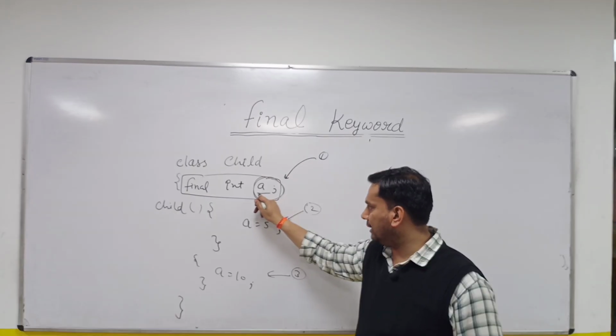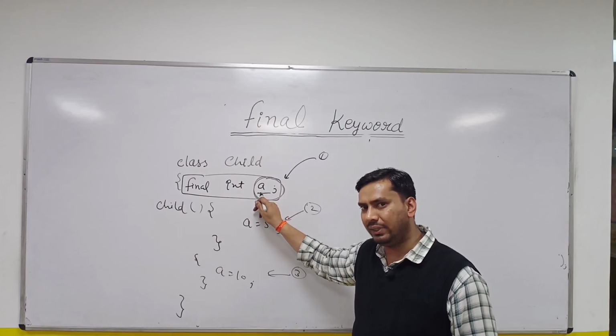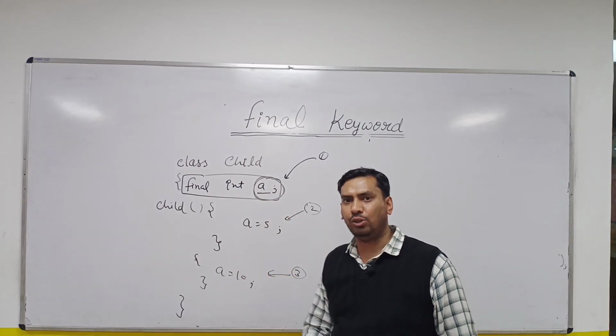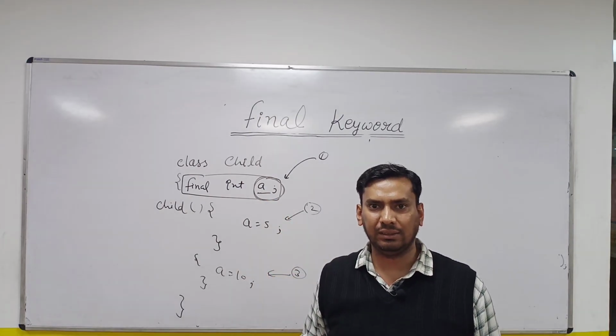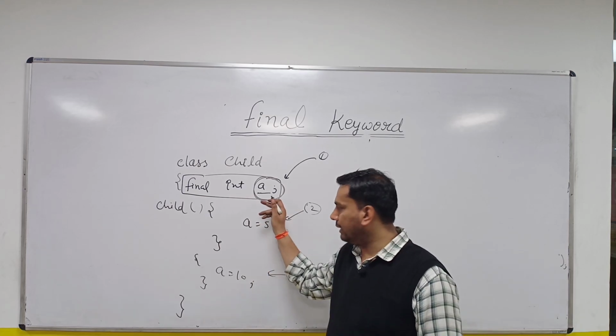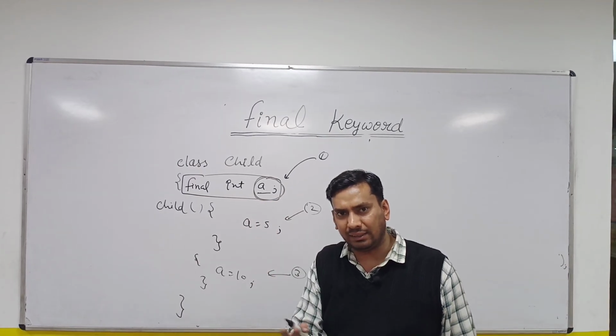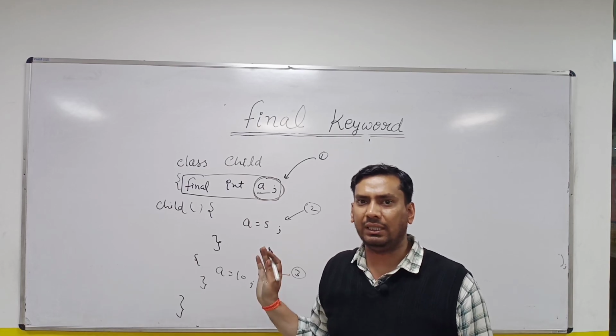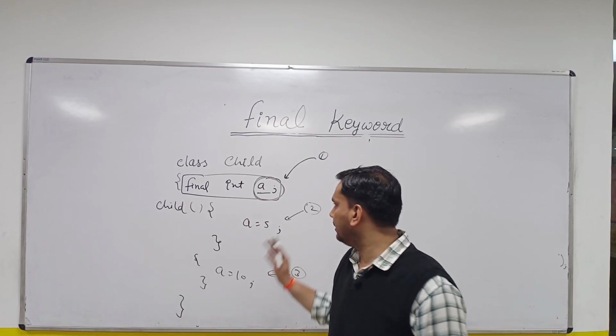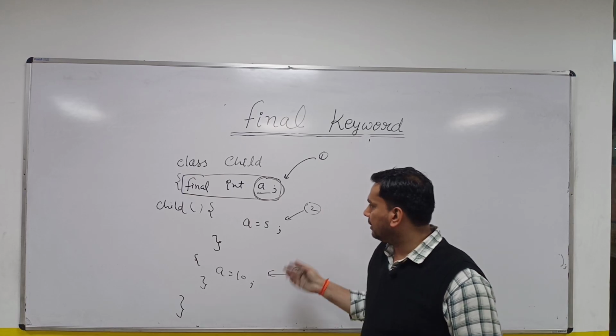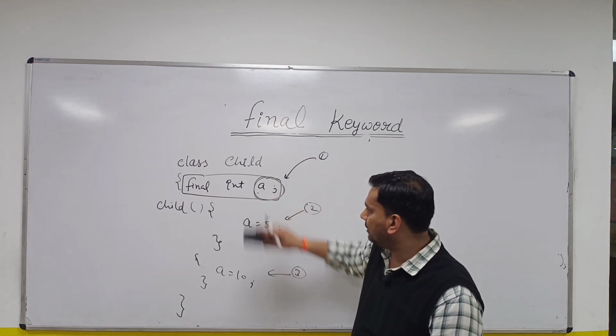Let's say I am initializing here. So this is the first initialization, then the constructor and anonymous block will give you a compilation error. Because it is already initialized during the declaration, the constructor cannot initialize it, and the anonymous block cannot initialize it, right?